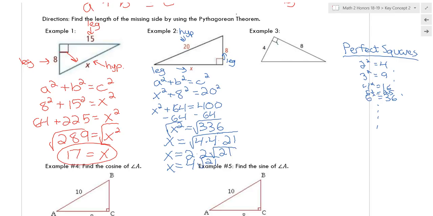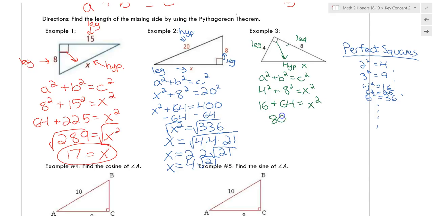Here's my right angle, so my hypotenuse, I'm going to put an x there. This is a leg. This is a leg. So a squared plus b squared equals c squared. 4 squared plus 8 squared equals x squared. 4 squared is 16. Add those up, I get 80.